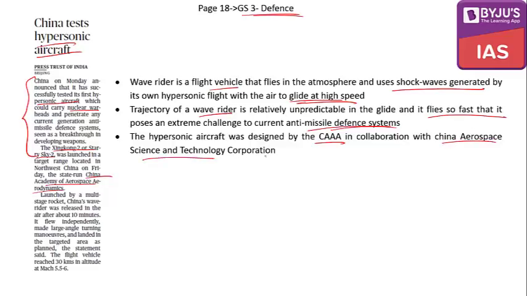in collaboration with China Aerospace Science and Technology Corporation. So this flight vehicle actually reached 30 kilometers in altitude at Mach 5.5 to 6. So this defines the speed. So this is all we will have to know with respect to this article. It is very factual information, so kindly remember this factual information.